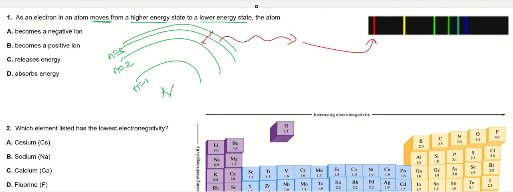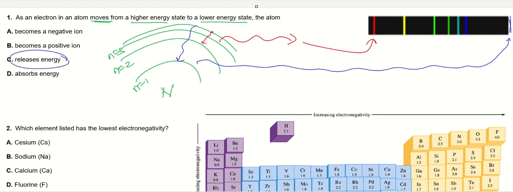Something like this here might be, well, that's going to be in the UV range, so that won't register in visible light, but that might be way out here. So higher energy state to lower energy state is releasing energy. By the way, if the question has lower to higher energy, then that would be absorbing energy. So an electron in a lower energy can move to a higher energy if it absorbed energy.